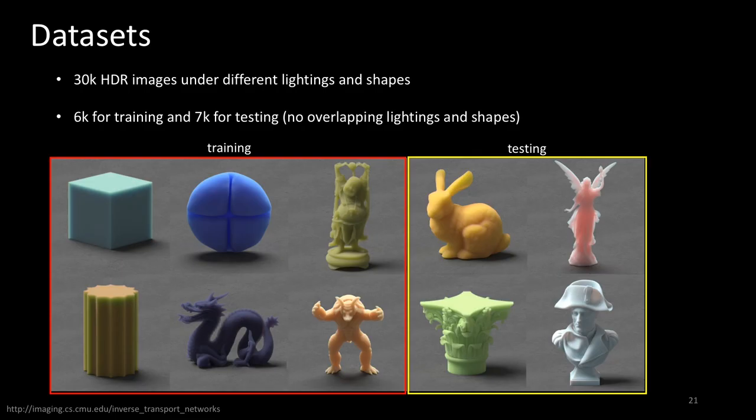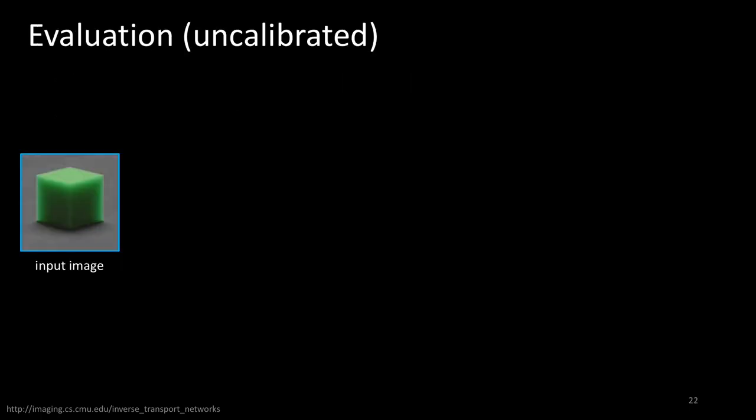For our experiments, we created a new dataset of 30,000 HDR images using physically accurate monocolor rendering. We split our dataset into training and testing sets with no overlapping lighting and geometry conditions. We evaluate our networks in two settings. The first is an uncalibrated setting, where only a single image of the unknown object is available.